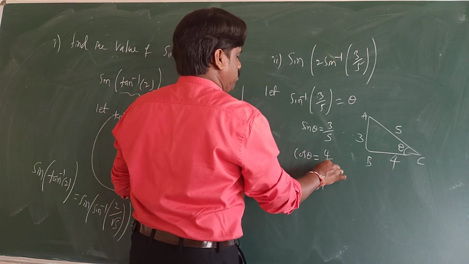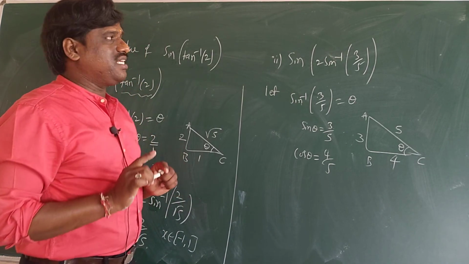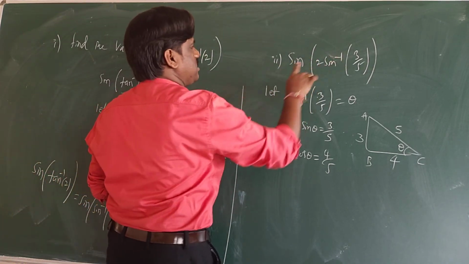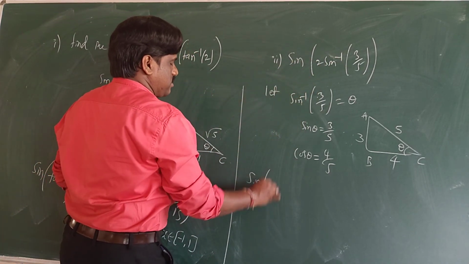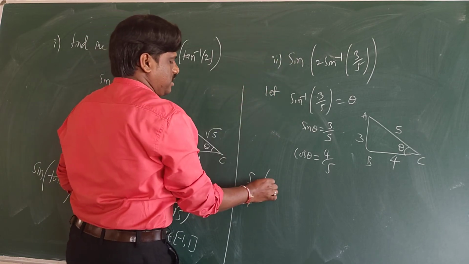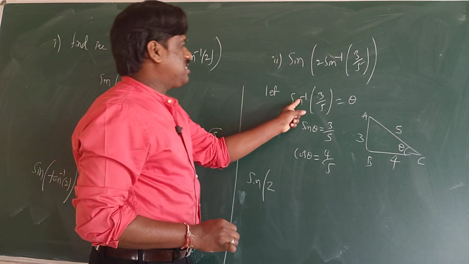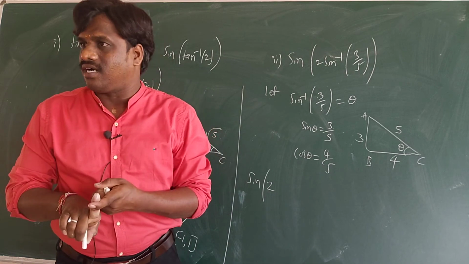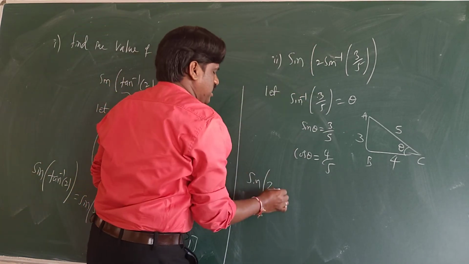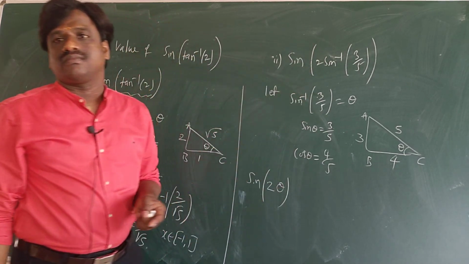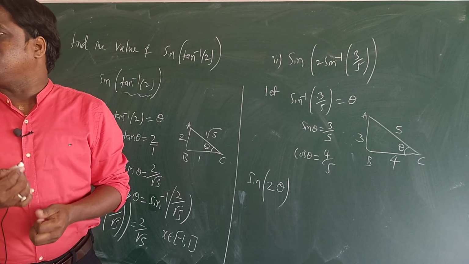4 by 5. Why am I using cos theta here? The reason is that now this question is changed. See the beauty of mathematics. Sine of 2 of sine inverse x becomes sine of 2, and this sine inverse of 3 by 5 is theta. It means this question is changed into sine 2 theta.